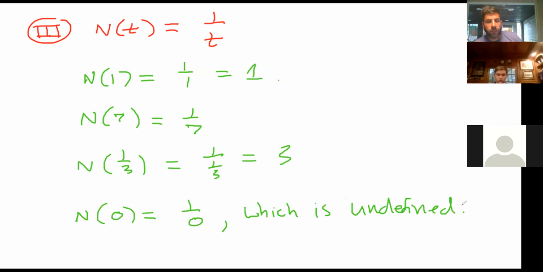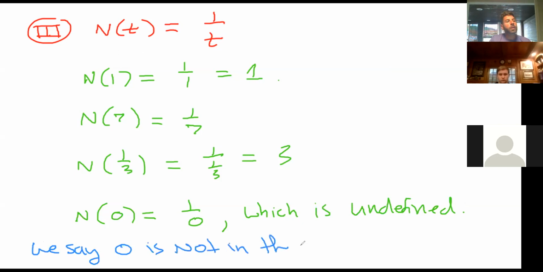So this particular function, which I called n, doesn't have a rule for how to handle 0. You can't give it 0. So when you can't plug a particular number in, we say 0 is not in the domain of n.